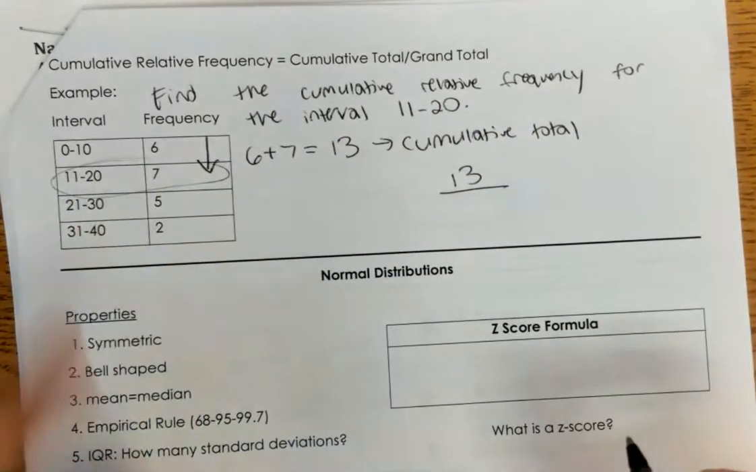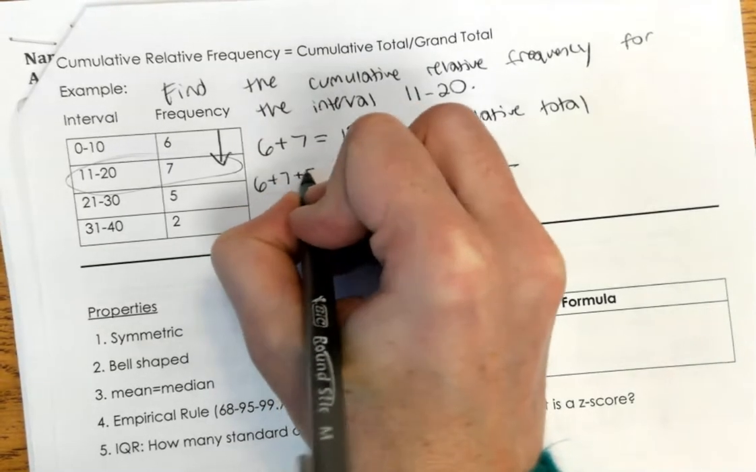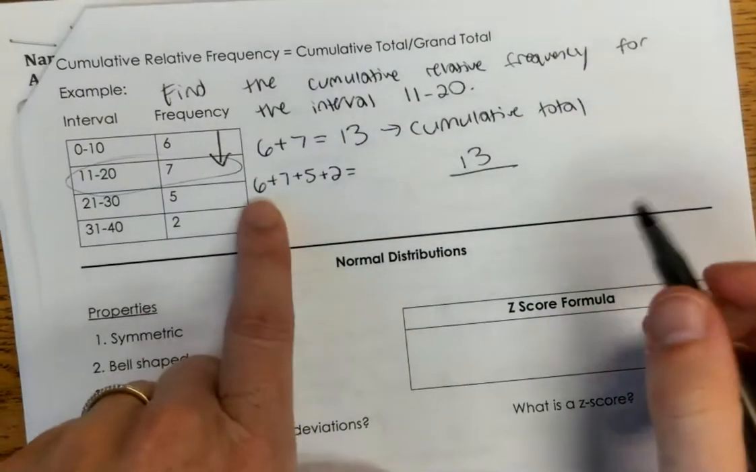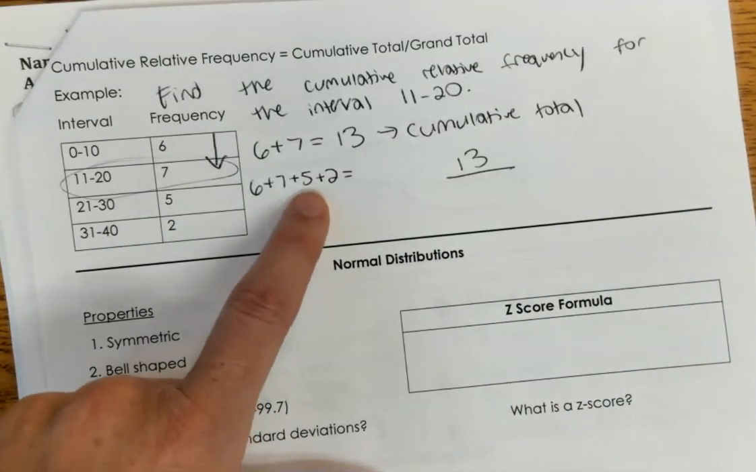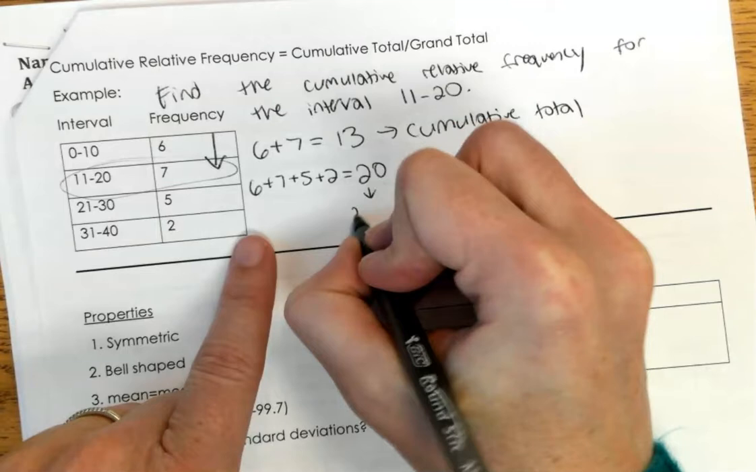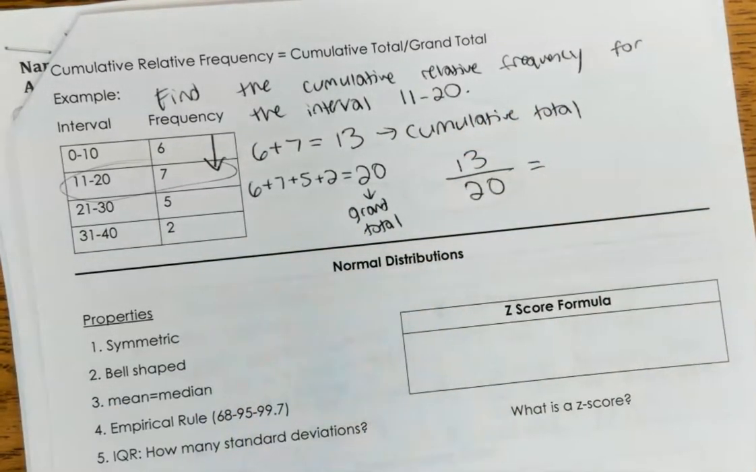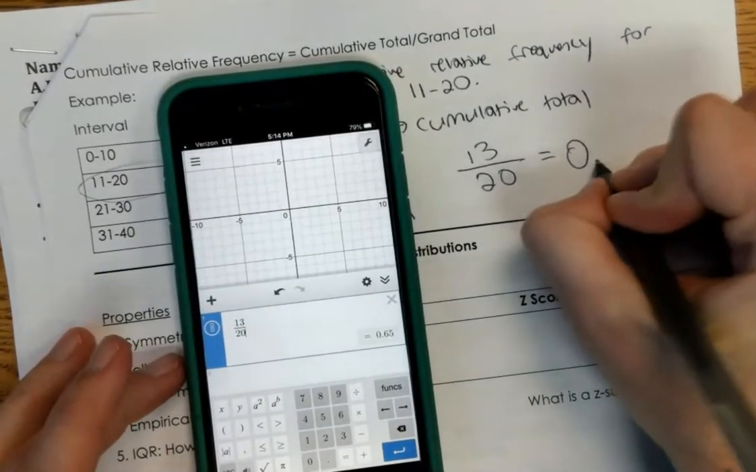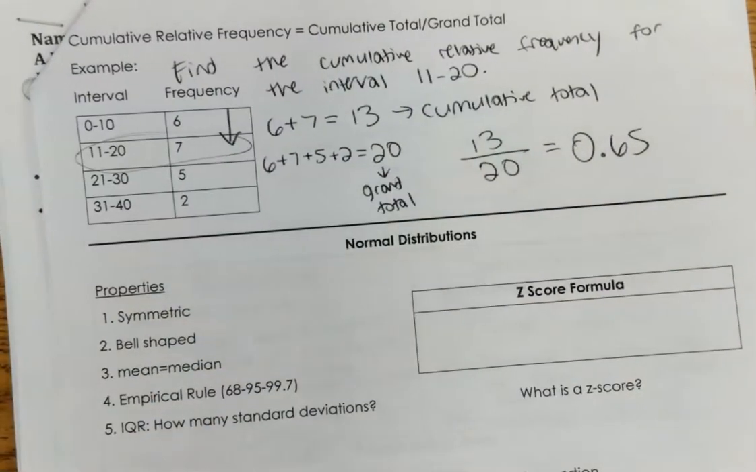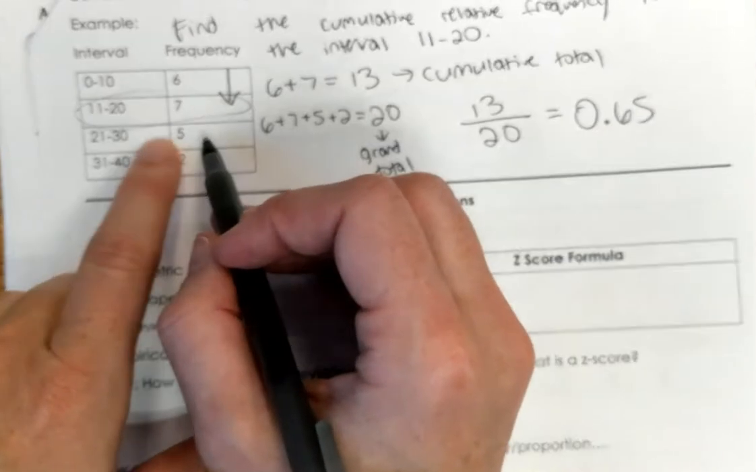So 13 divided by, I'm going to add all of these up. 6 plus 7 plus 5 plus 2. That's going to give me my grand total. 6 plus 7 is 13. 13 plus 5 is 18. And 18 plus 2 is 20. So 20 is my grand total. So to get my cumulative relative frequency, I'm just going to do 13 divided by 20. And that's going to give me 0.65. And that's it. If you were to find the cumulative relative frequency for the next interval, I would add up these three numbers and divide them by 20.